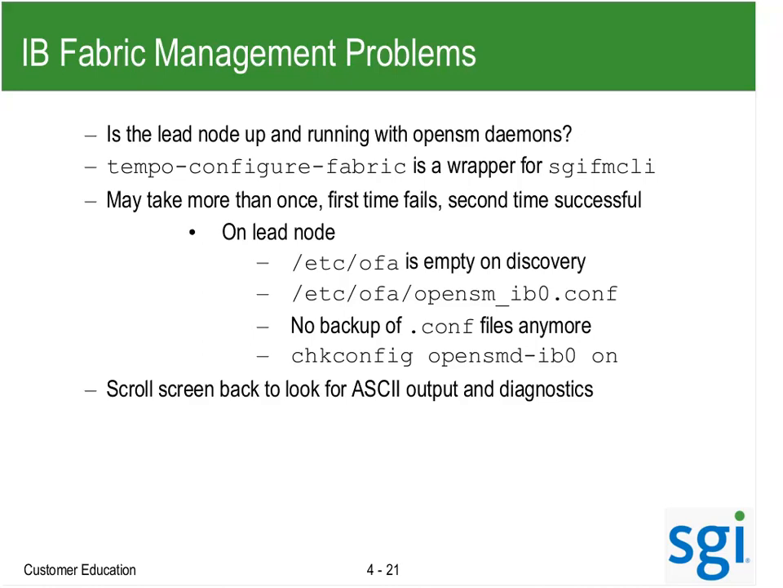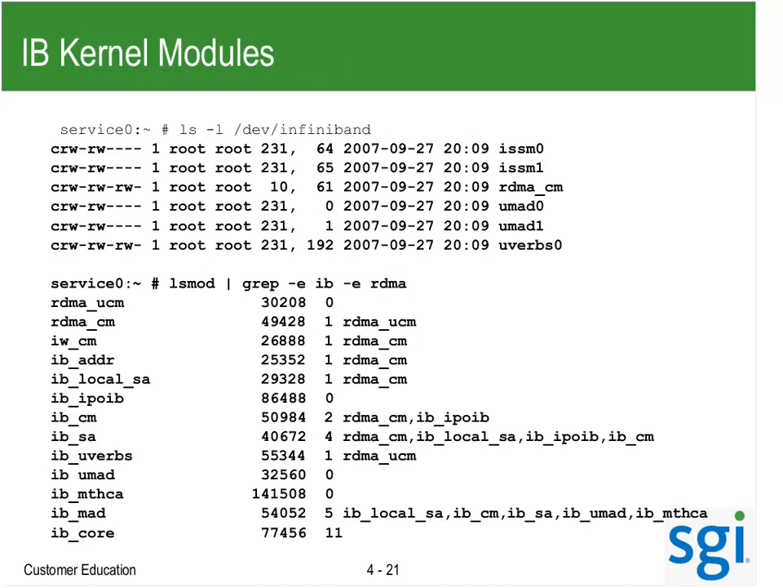But basically, you're going to have an OpenSM_IB0, IB1.conf. Last time I looked, there was no backup of these .conf files anymore where there used to be. And then you check config OpenSMD on. So when you're running this through the GUI, you want to scroll back and look for ASCII output error. Also, you need to make sure that you've got kernel modules. There's going to be a dev InfiniBand with these different types of character interfaces to them, and I'm just listing the InfiniBand modules that get loaded.